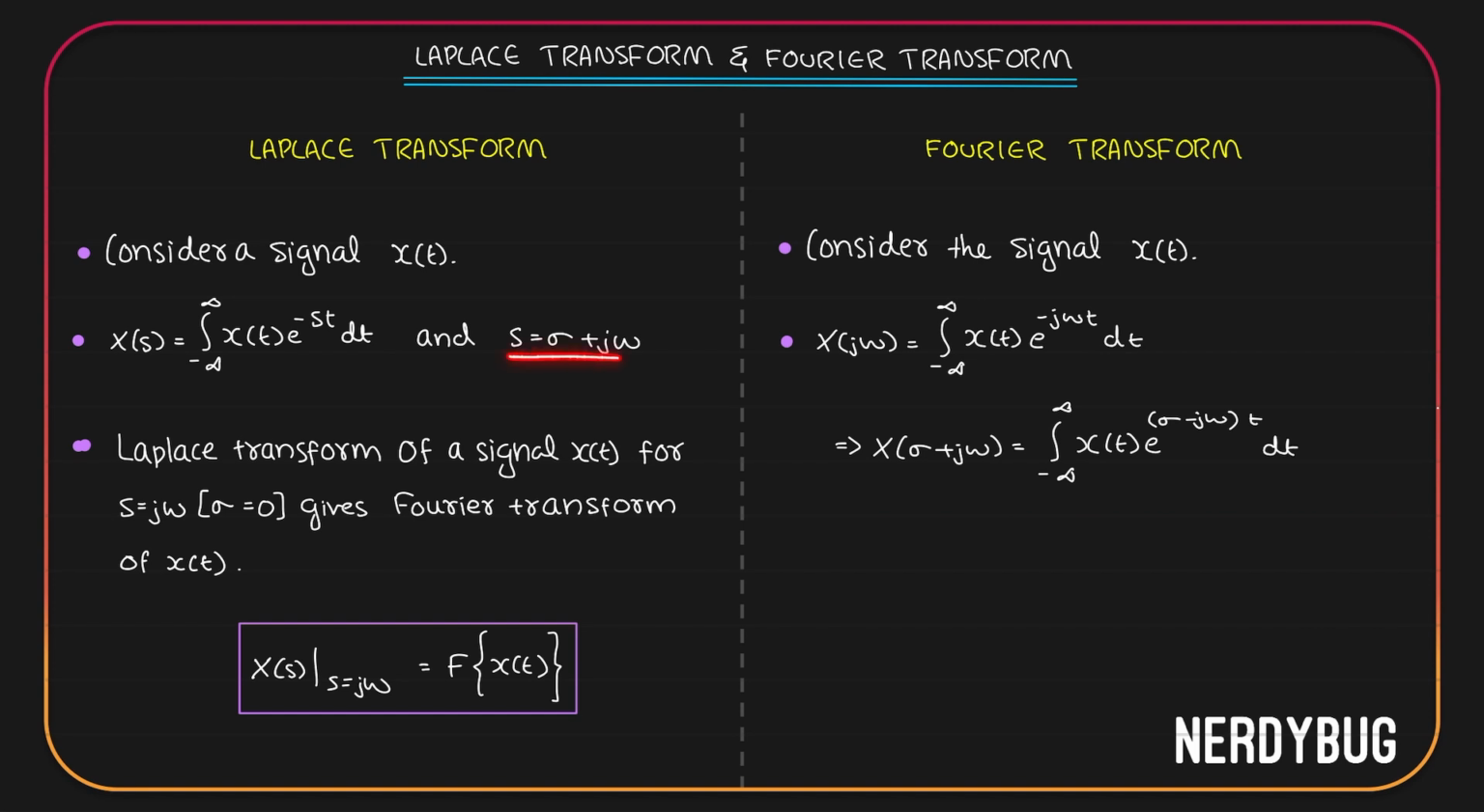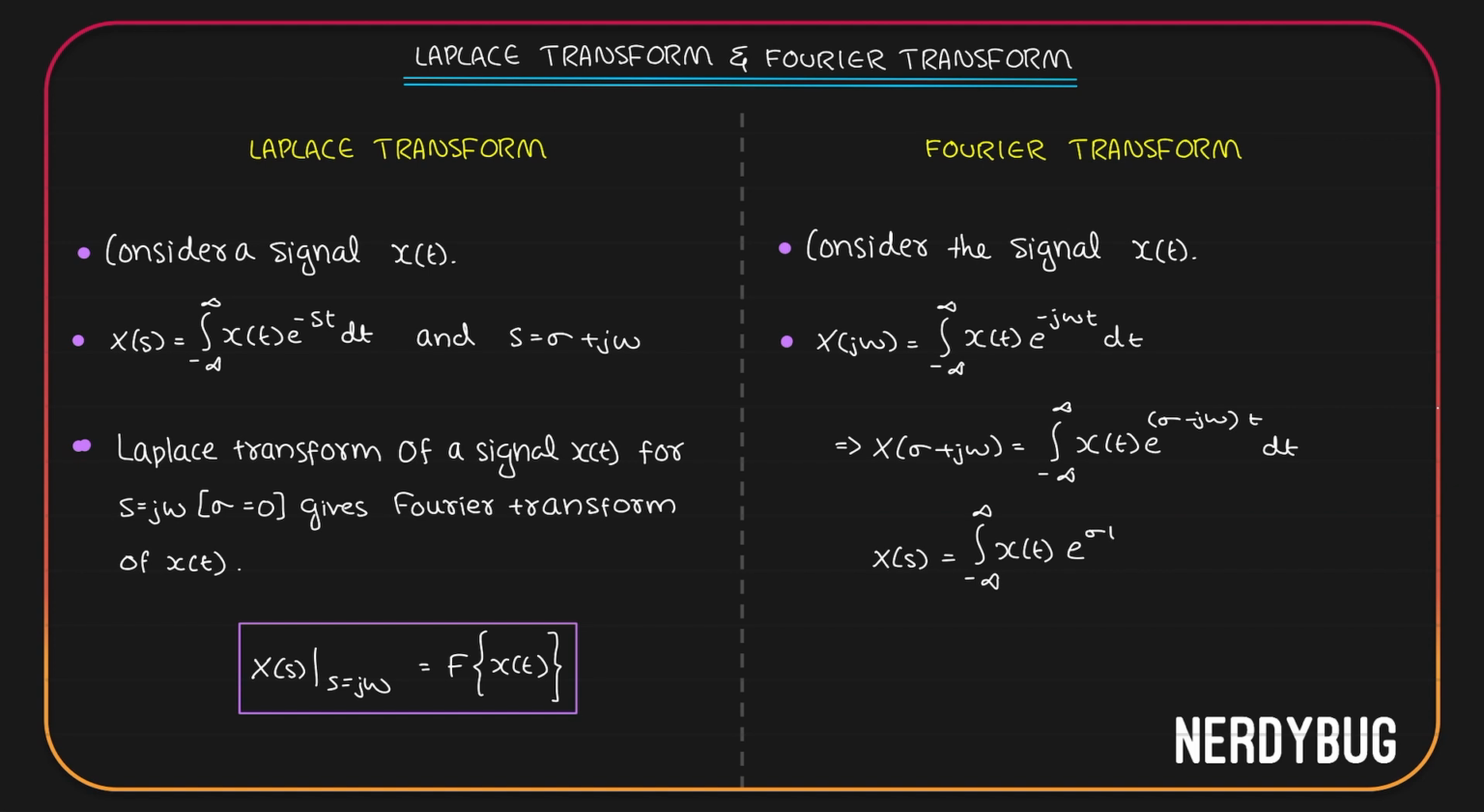We have taken S to be sigma plus j omega. So X of sigma plus j omega can be called X of S. So X of S is equal to integral from minus infinity to infinity x of t. Here we have e raised to minus sigma plus j omega t. We're going to split it. We get e raised to minus sigma t multiplied by e raised to minus j omega t.